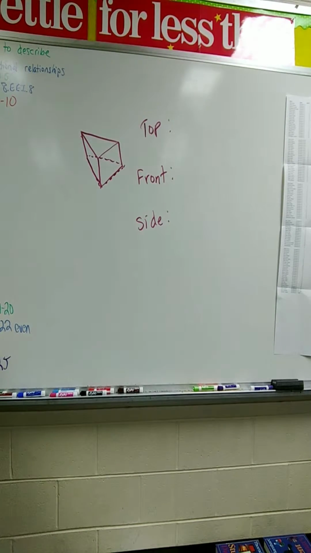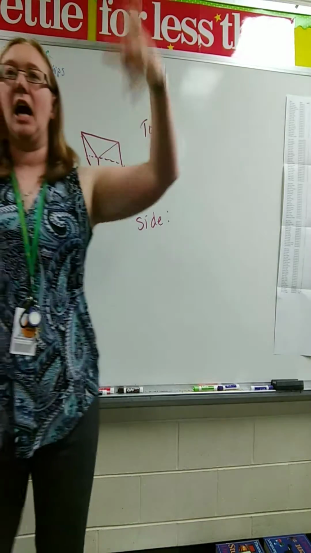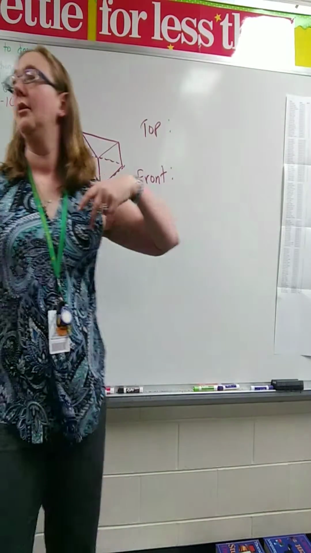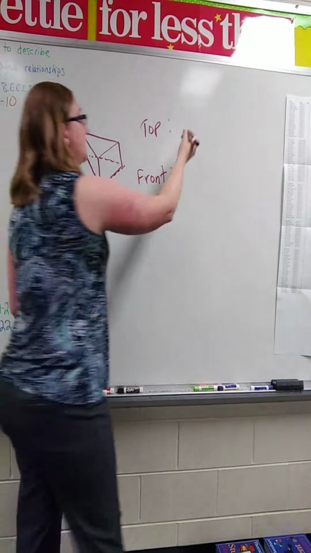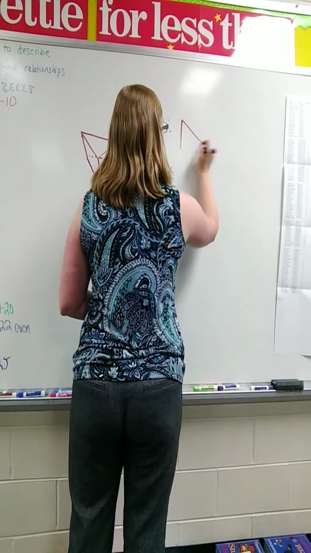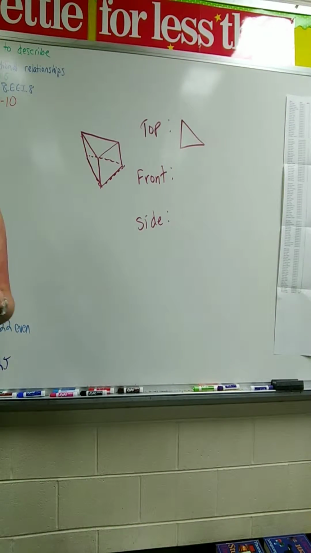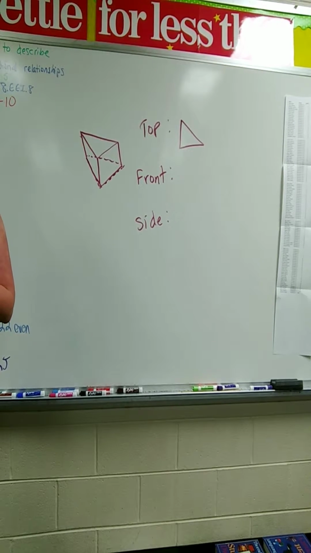What would it look like if we took a camera and we put it on top of our piece of pie? What shape would we see? A triangle. So my top is going to be a triangle. So my top view is a triangle. Everybody get that part?